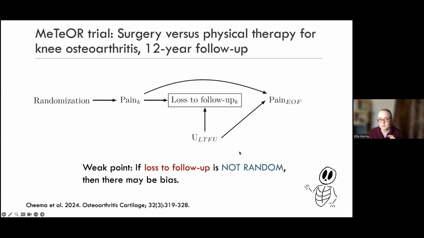we could get bias. And so now we know when we're moving ahead to build our full DAG, we really want to make sure we're paying attention to common causes of loss to follow-up and pain at the end of follow-up. And so this step is really just helping us make sure that when we go to build our DAG, we're focusing most of our attention on the places where we're most likely to get bias if we ignore them.